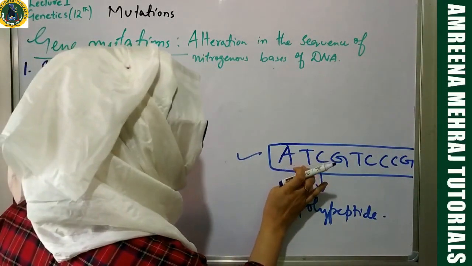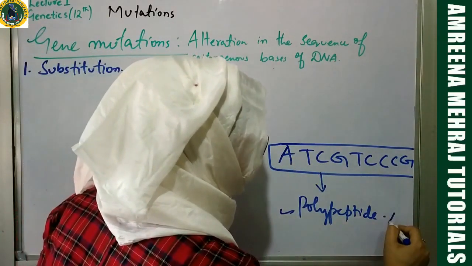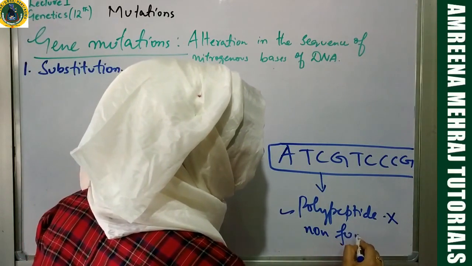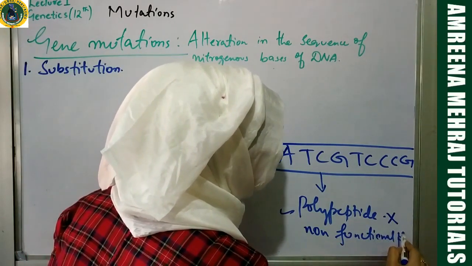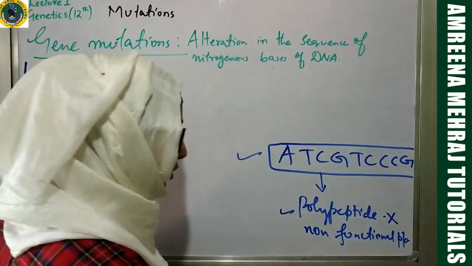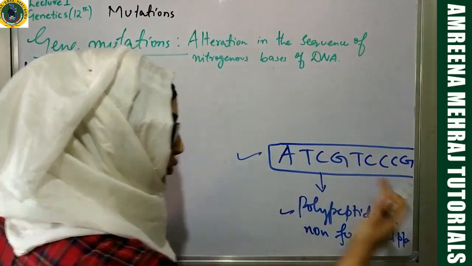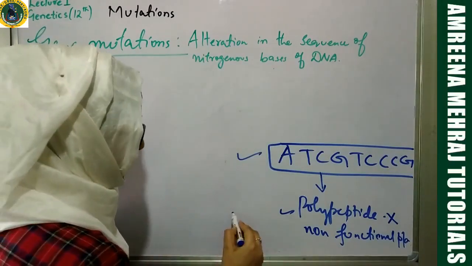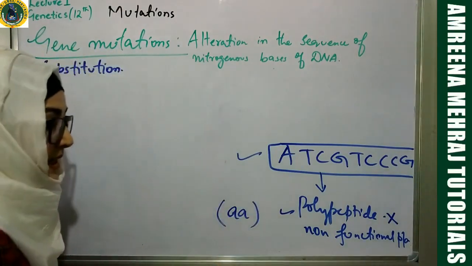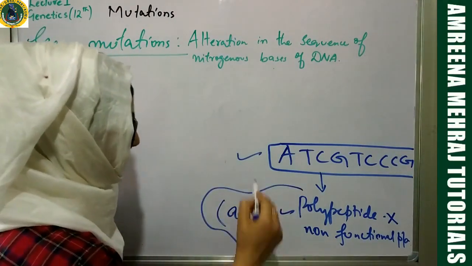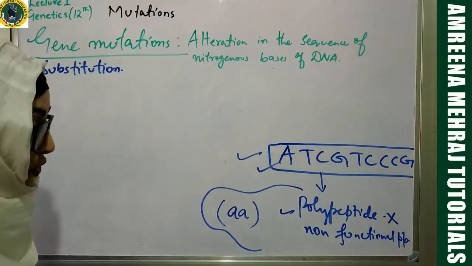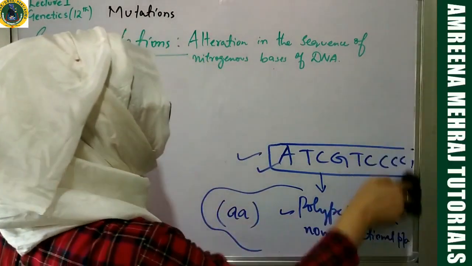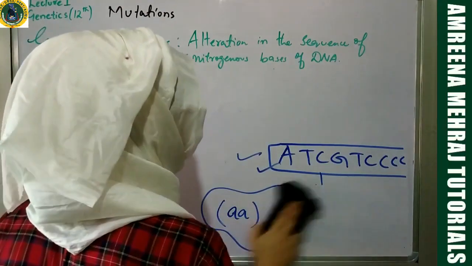Now, if anything wrong will happen to this sequence, there is a chance either this polypeptide will not be formed, or if it will be formed, it will be a non-functional polypeptide. So there could be different reasons. Either it will not be formed, or it will be formed, but so large or so short that it will be totally non-functional, or it will be carrying some different amino acids which were not supposed to be present in it. That all happens because of what? That all happens because of mutation. So gene must be clear to you from this point of view. Now let me take you to this substitution. Okay, now you will be able to understand it.